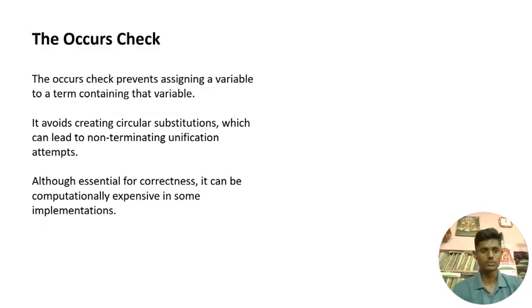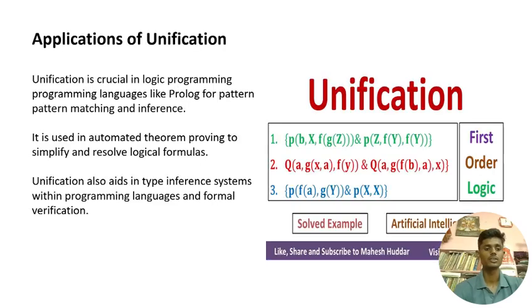The occurs check. The occurs check prevents assigning a variable to a term containing that variable. It avoids creating circular substitutions, which can lead to non-terminating unification attempts. Although essential for correctness, it can be computationally expensive in some implementations.